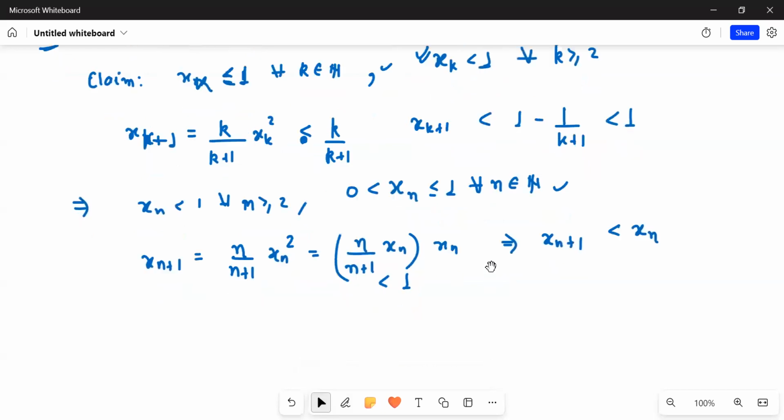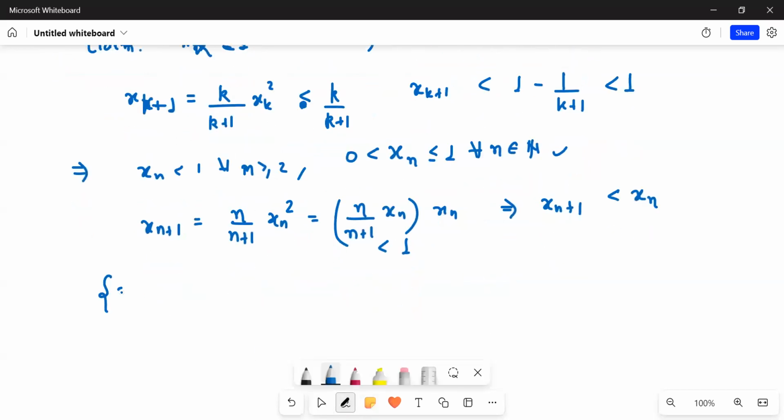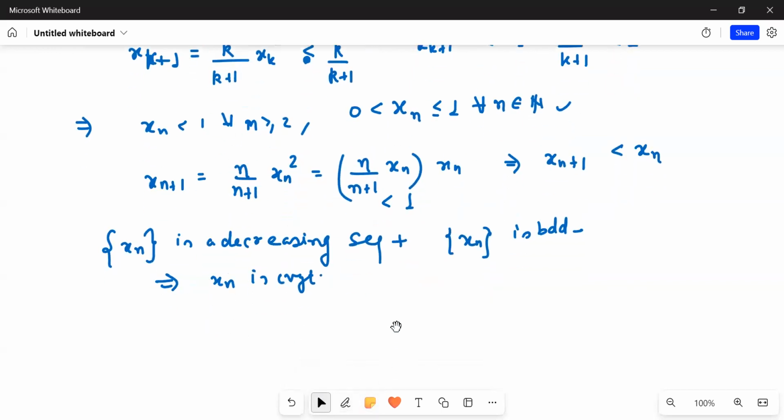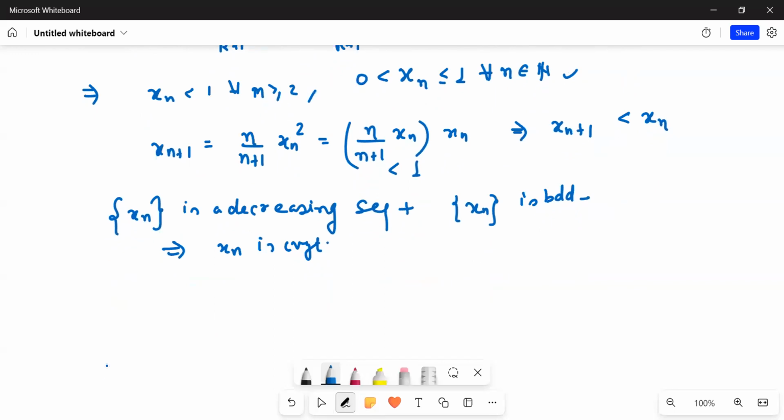So no issues. So in general, understand that xn is a decreasing sequence. Xn is a decreasing sequence plus xn is bounded below. So it implies that xn is convergent. Okay, this is clear.